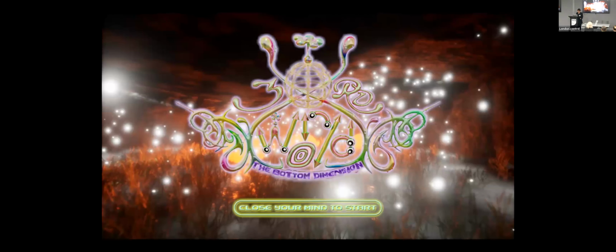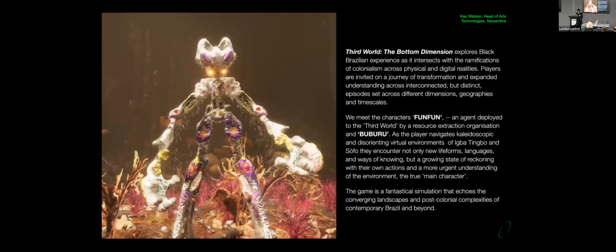So the game, it's a PC game that's been launched on Steam 2 weeks ago. The game itself is exploring Black Brazilian experience. Through the game, players are brought on a journey of understanding. There's no map in the game. It's all about, as games are, learning about who the main characters are and navigating your way through this world.